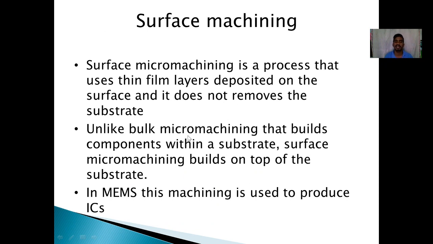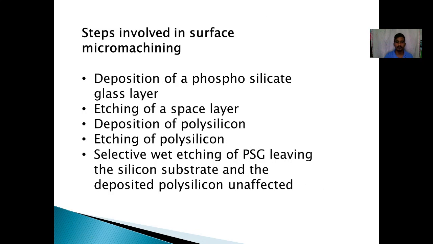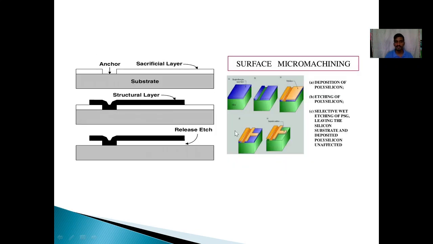Surface micromachining. Unlike bulk micromachining, which is limited to a single crystal substrate, surface micromachining can micromachine a polycrystal substrate. What are the steps involved in surface micromachining? Depositing a phosphosilicate glass layer, etching of a spacer layer, that is the phosphosilicate glass layer, deposition of a polysilicon, etching of a polysilicon, selective wet etching of a phosphosilicate glass layer, leaving the silicon substrate and the deposited polysilicon unaffected.